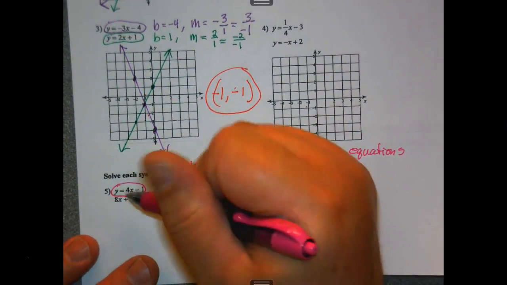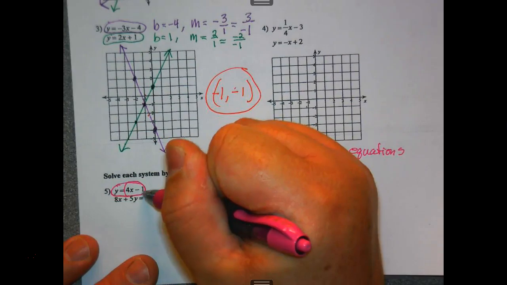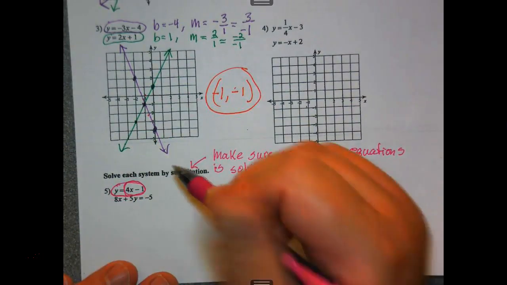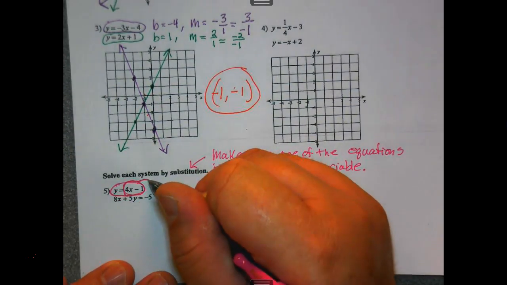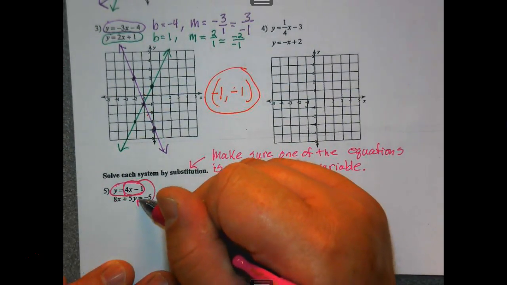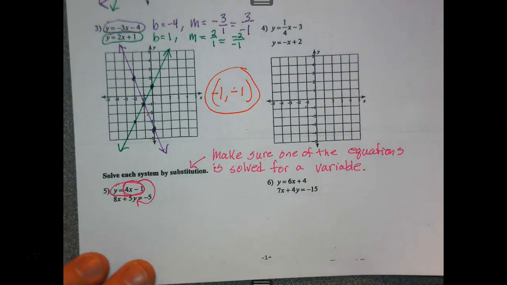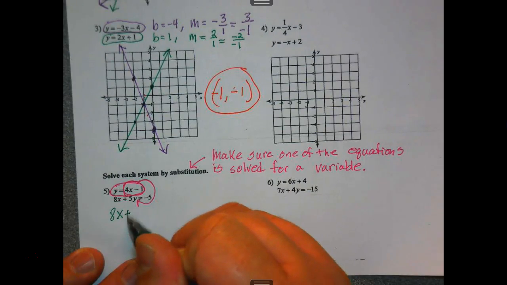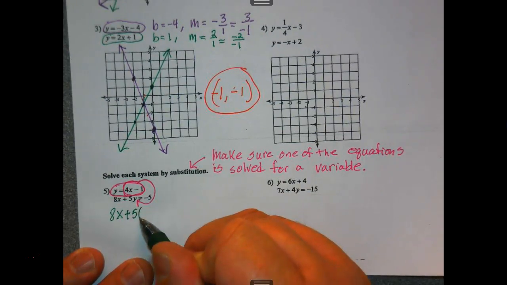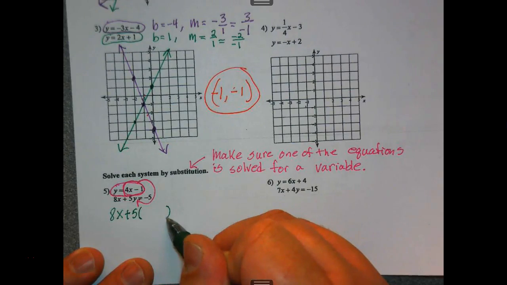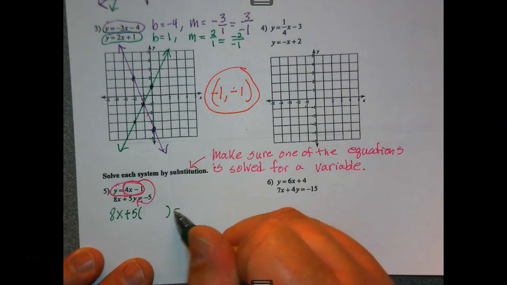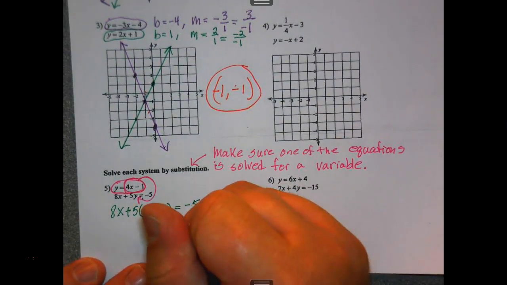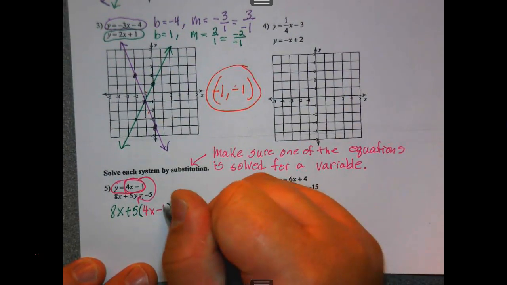Okay, so we take what the y is equal to, which is 4x minus 1, and we substitute it in where the y is here. Okay, everything else stays the same. 8x plus 5, put parentheses where you're going to substitute, equals -5. And we're going to substitute in 4x minus 1.